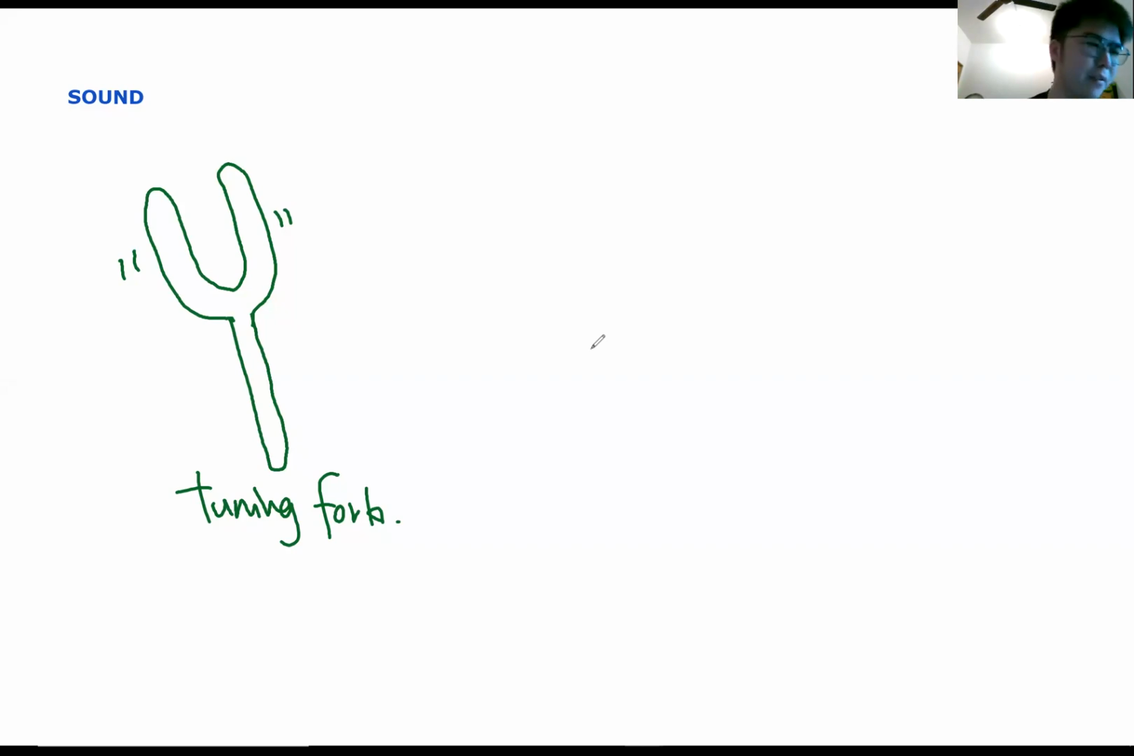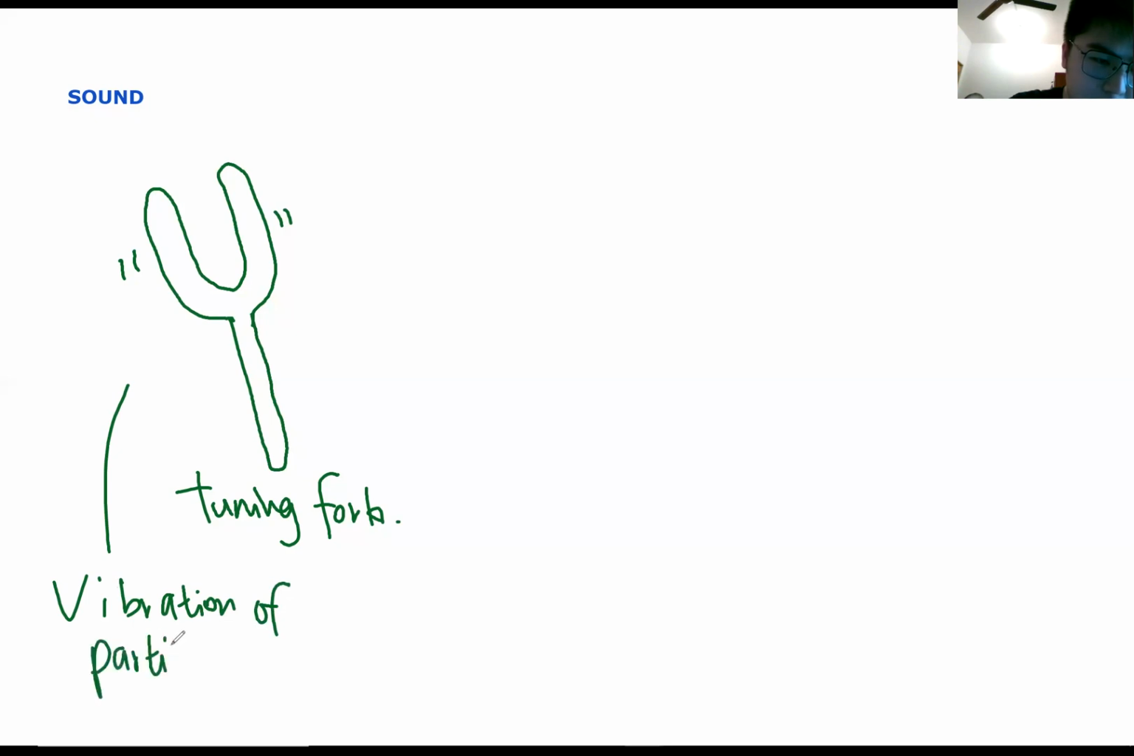So this tuning fork, when you strike it, it produces sound. Now, step one, remember this. How is the sound produced? It must start with vibration. Here we have the vibration of particles, or you can say the source. Every sound must have a source.